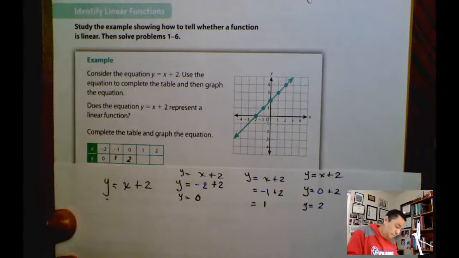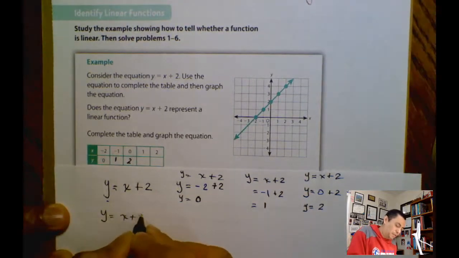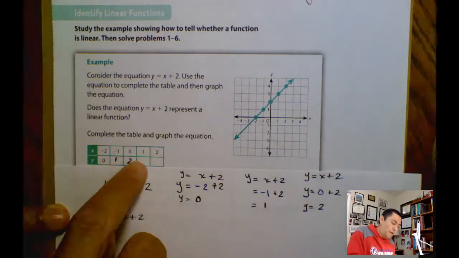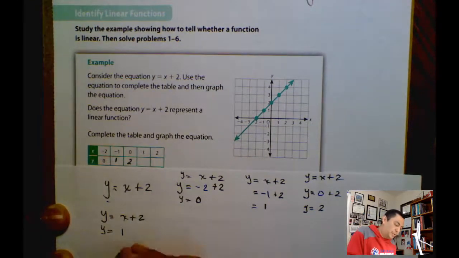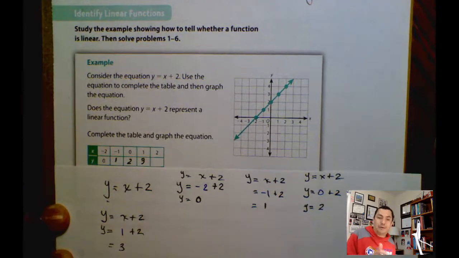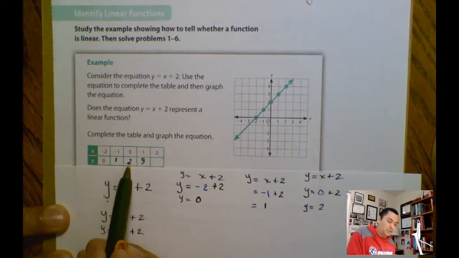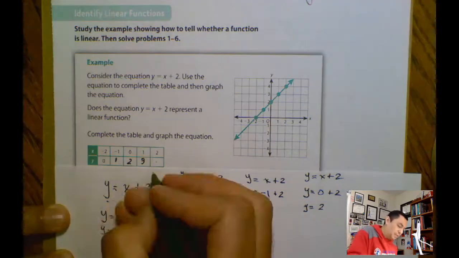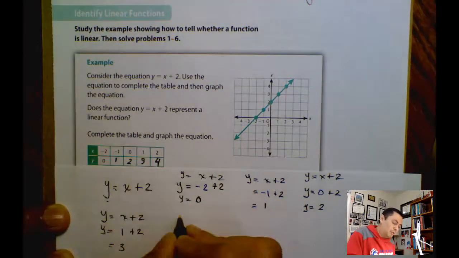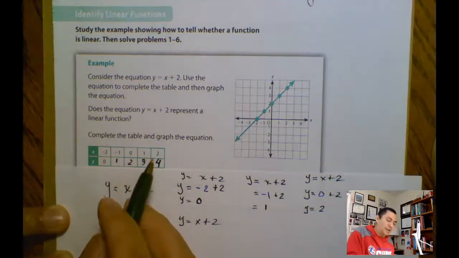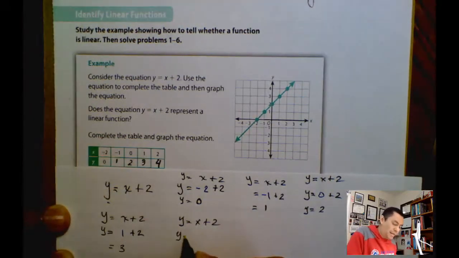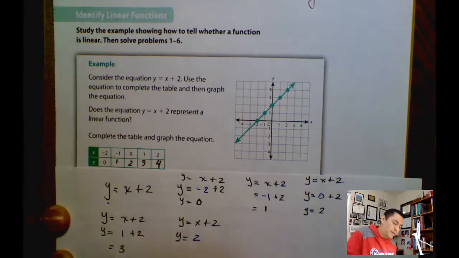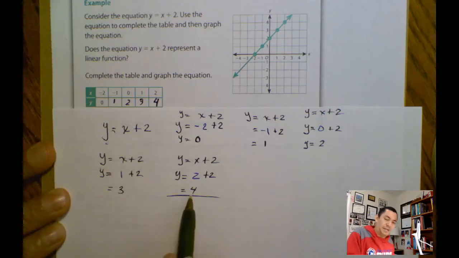Now, next one. y equals x plus 2. Now, the value of x is 1. So 1 plus 2 equals 3. Now, look at the pattern. You have 0, 1, 2, 3. So if we follow, the next one will be 4. Okay, I can prove it. y equals x plus 2. I know x is 2. So y equals 2 plus 2 equals 4. Okay, so I proved that here.